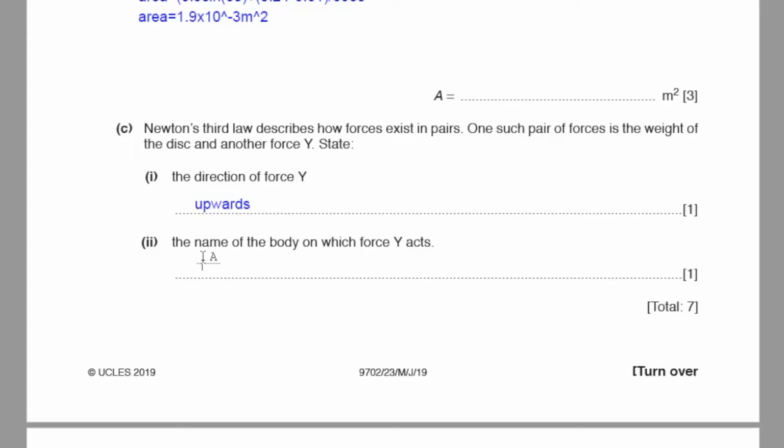Part 2, the name of the body on which force Y acts. So this is going to be the Earth or whichever planet it is on.